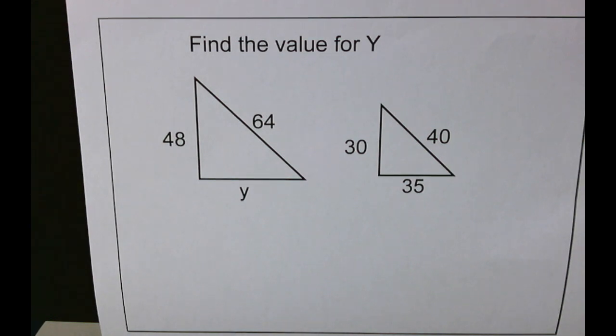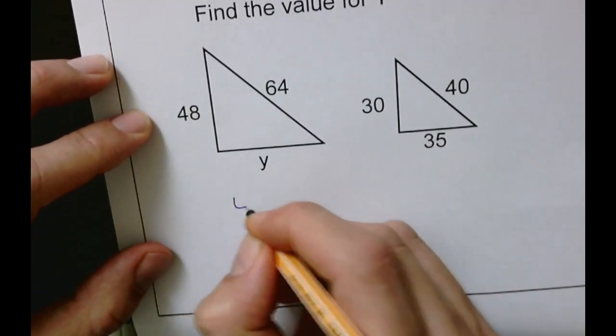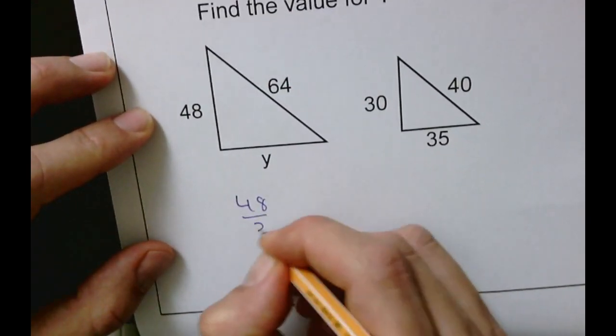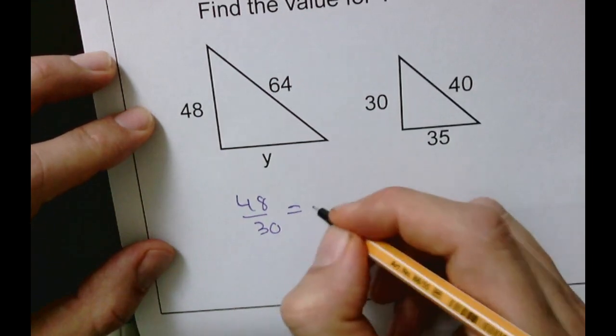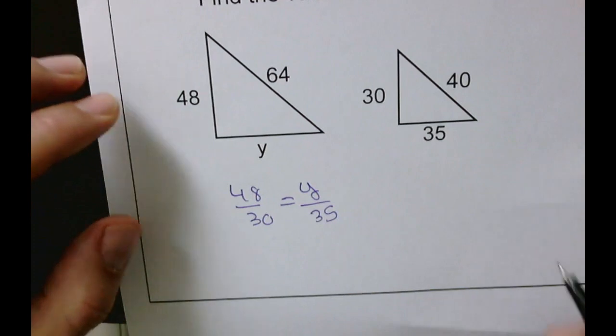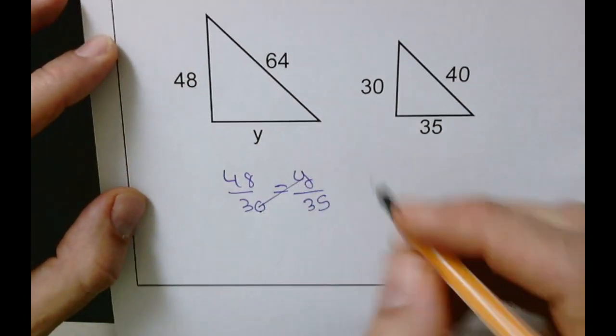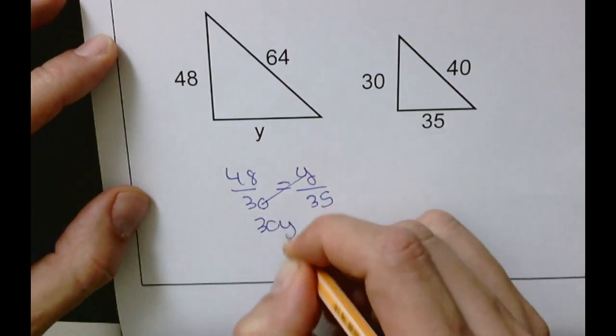Alright, so we're going to start by setting ourselves up a nice little proportion. Let's start with 48 over 30 is equal to y over 35. You know what we got to do next? We just cross multiply. So we do 30 times y, which equals 30y.